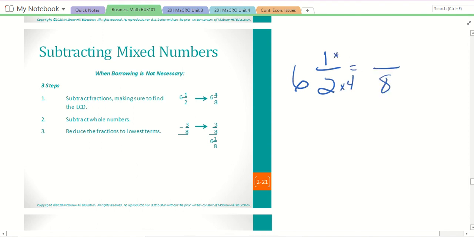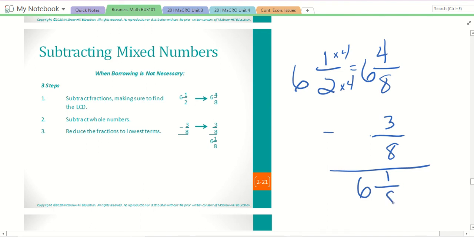It's 4 times 4. So I'm going to get 4/8 and then bring over my 6. And then now I can subtract my 3/8, which is going to give me, not subtracting anything there, 4 minus 3 is 1, and my common denominator is 8. And so my answer is this.